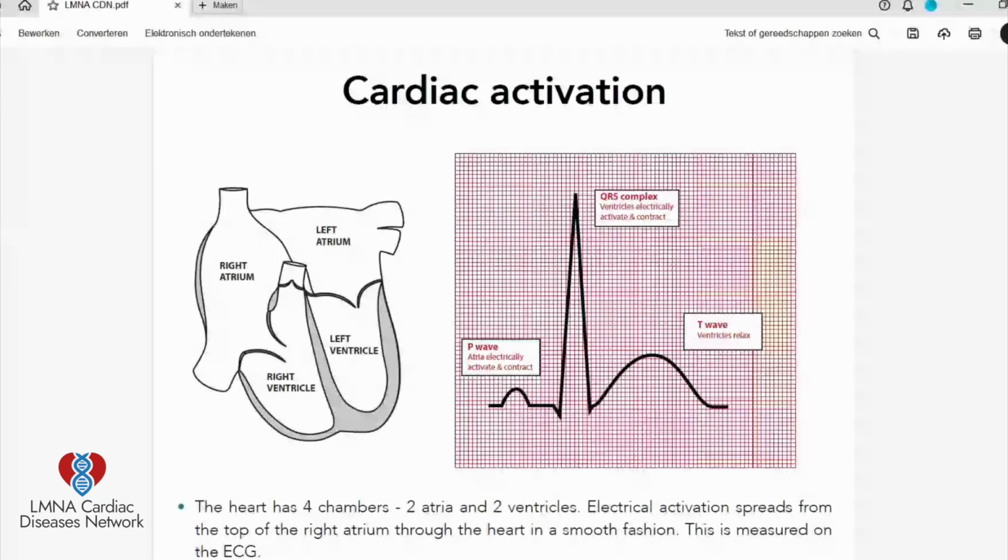And we measure cardiac activation electrically on the ECG, which shows us some important components. The P wave tells us that the atria have electrically activated and then contracted. The QRS complex represents the ventricles, and the T wave represents recovery. Although when we look at the ECG, it's telling us a lot about electrical activation, it's also telling us a lot of different structural things that we see within the heart as well.